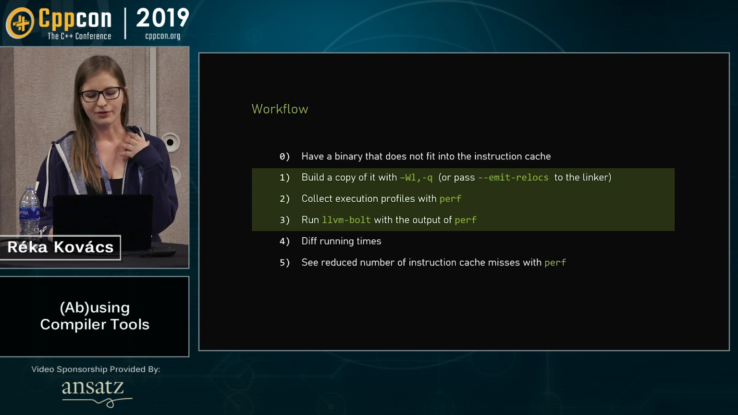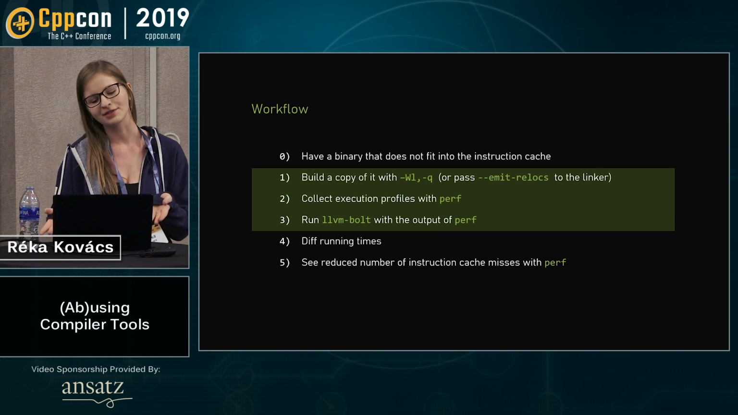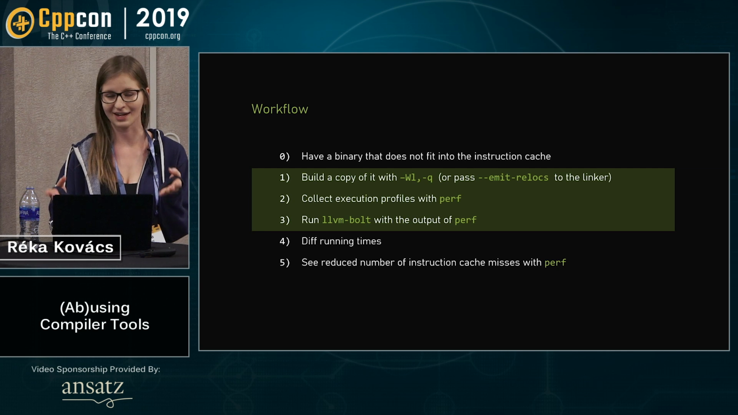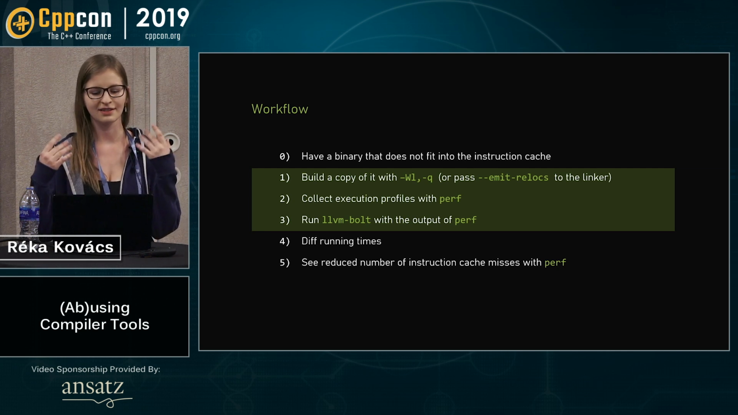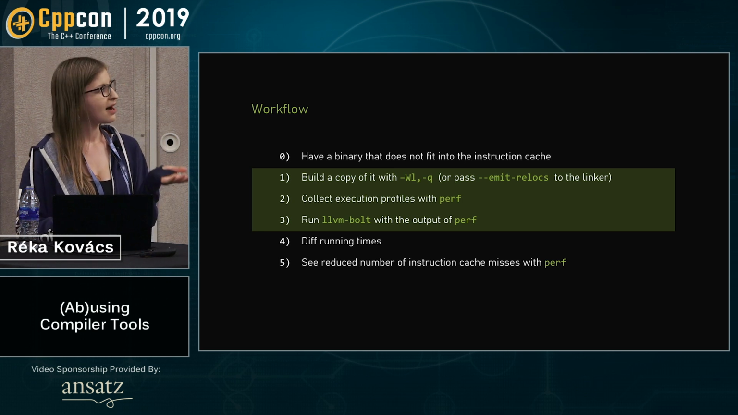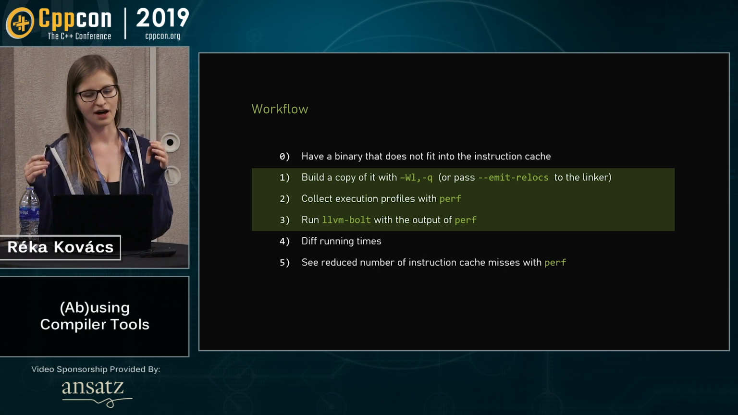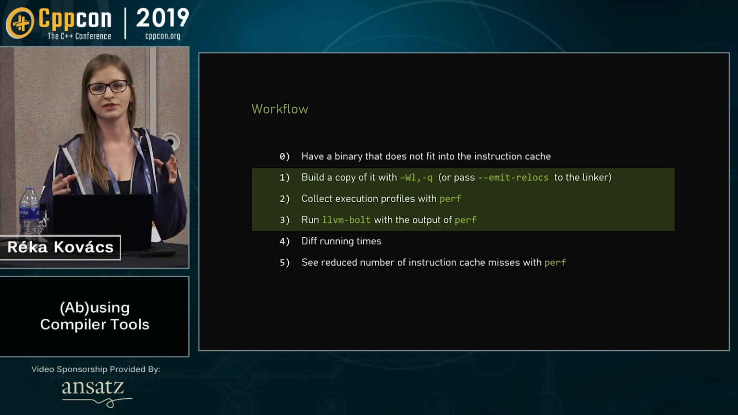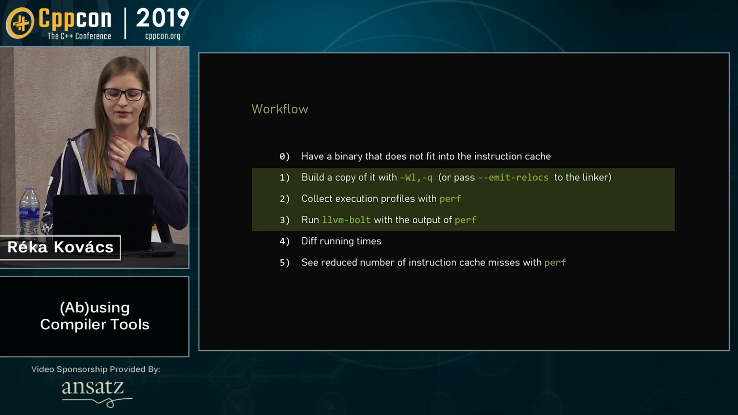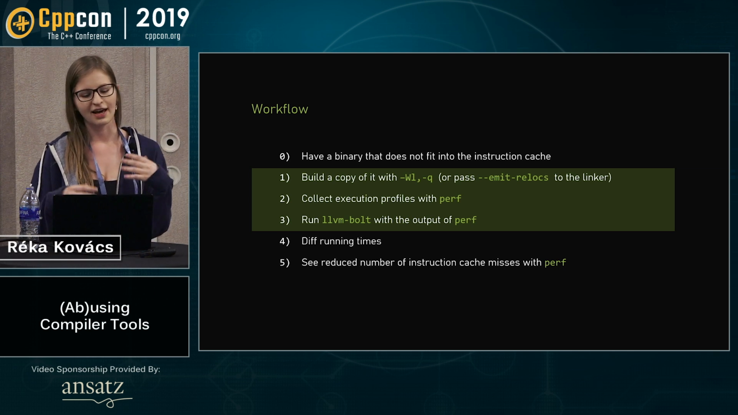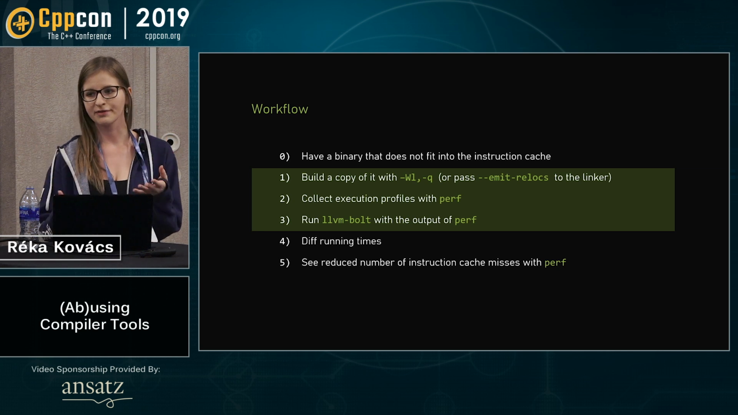So a typical workflow would look like the following. First you have to have a binary that is large enough that it has instruction cache miss problems, because that's when it can really benefit from the tool. Then you build a copy of it while instructing the linker to leave the relocation information in the binary, because Bolt will use it to do the function reordering inside the binary. And then you run perf on this modified binary to collect execution profiles, and then you feed the output of perf to LLVM Bolt.